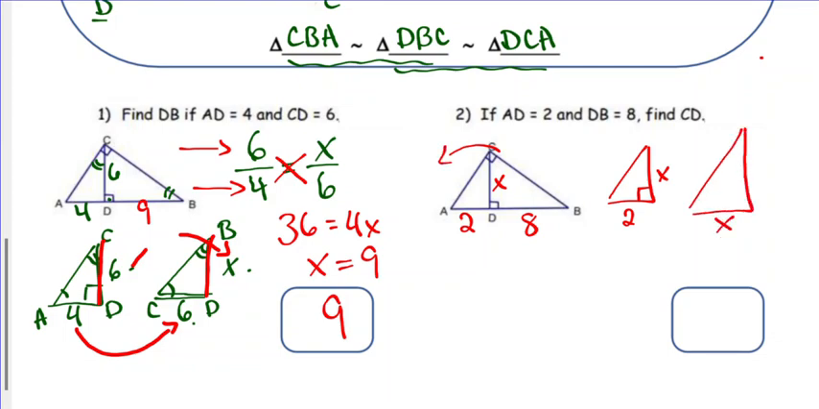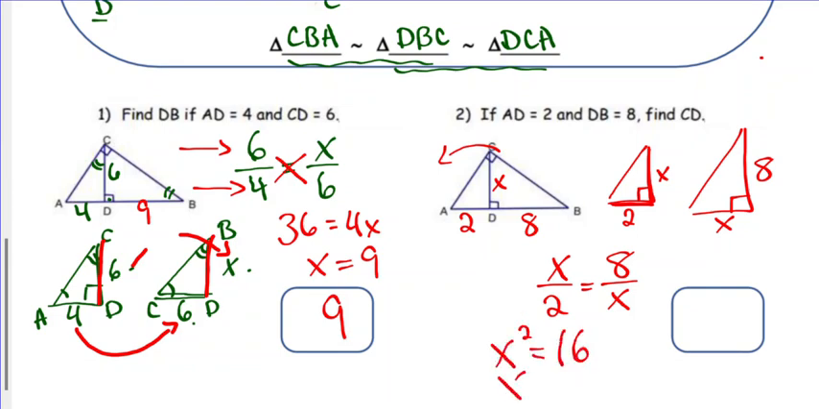The bottom side is x. This upright side is 8. And I have that same relationship. I have my two legs paired up. So I can write x over 2 is the same thing as 8 over x. And then I'll cross multiply. I'll get x squared equals 16. So x is either -4 or +4. But since we're talking about a length, it can't be a negative amount. It can't have a negative length. So x is +4, or the length of CD is 4.